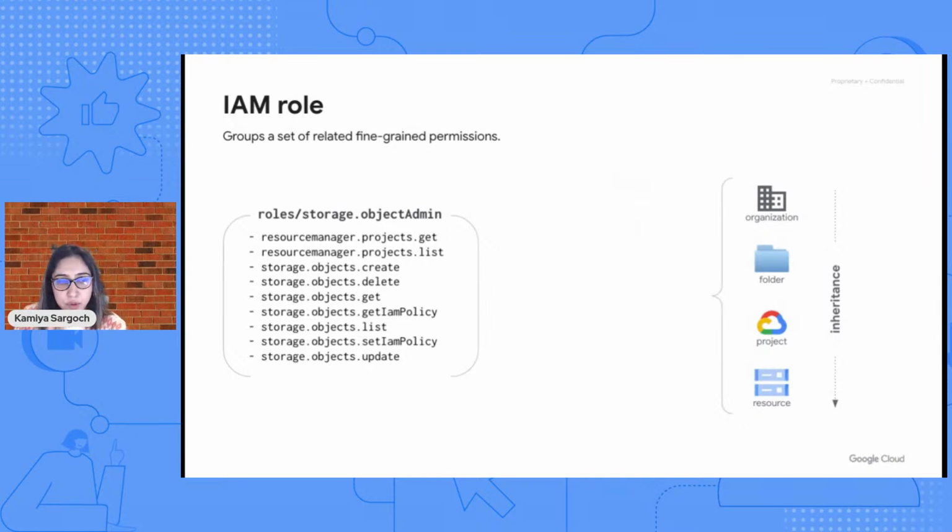Let's look at IAM roles a bit more in detail. IAM roles are really a set of related fine-grained permissions. When assigning these IAM roles, it's important to consider the principle of least privilege. What that means is essentially that users should only be given the amount of access that they need to perform their job. The example here is of a role called storage object admin, and it has a list of permissions.